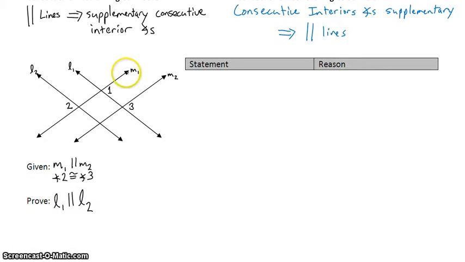I have 4 lines, M1, M2, L1, L2, and 3 angles labeled. And I know that M1 is parallel to M2, and angle 2 is congruent to angle 3. And I want to prove that L1 is parallel to L2. So how do I write a proof that proves that?